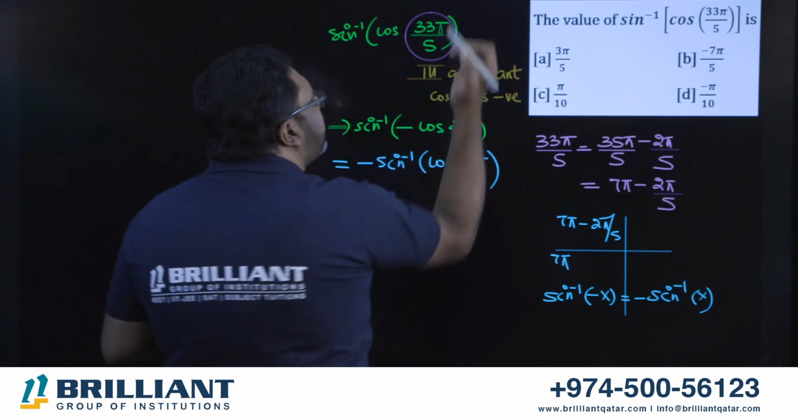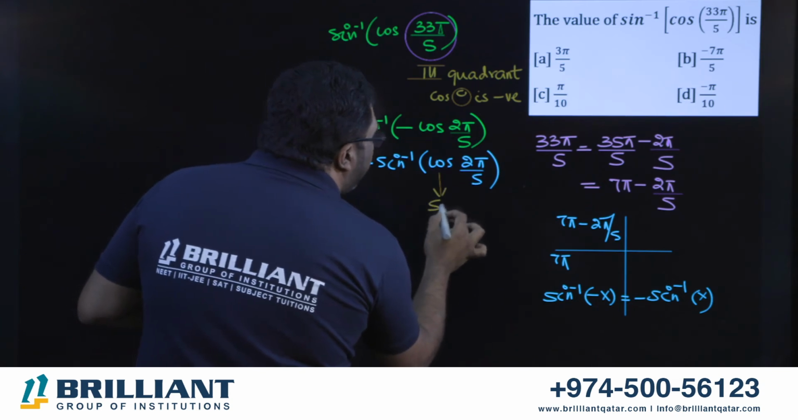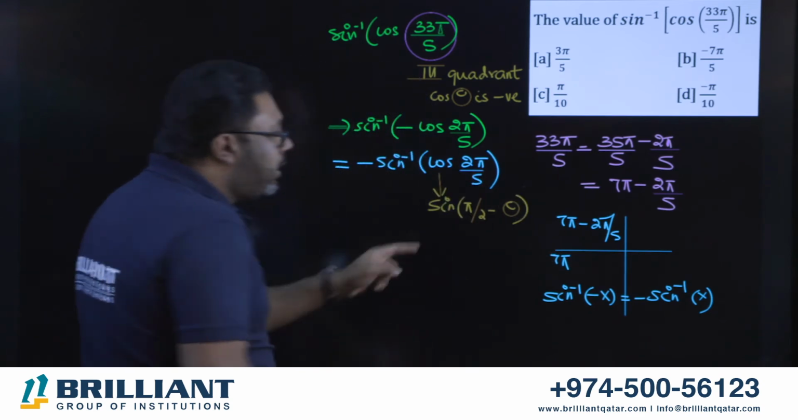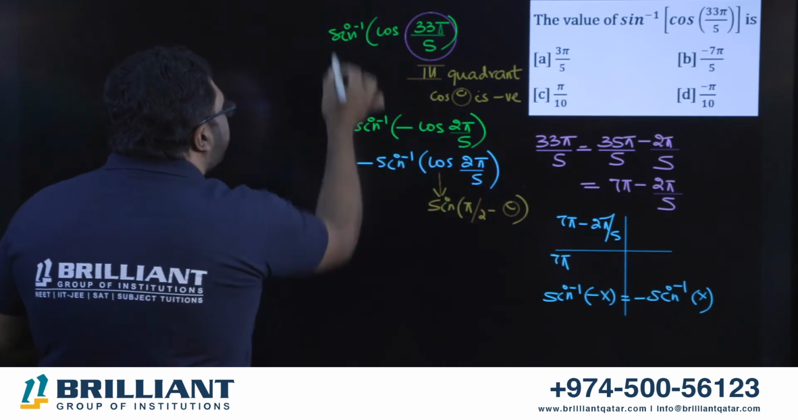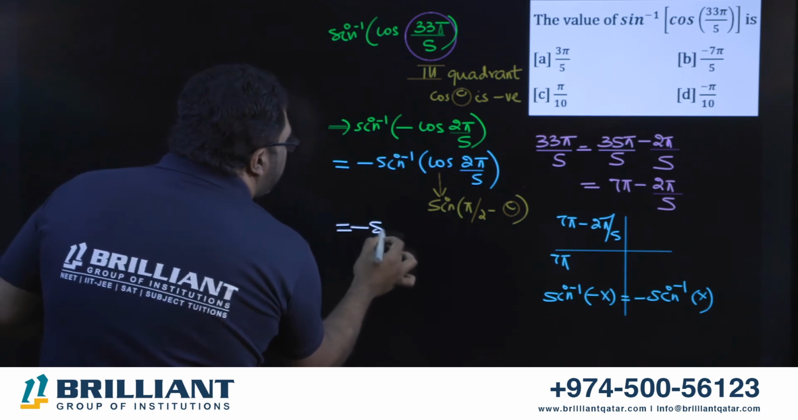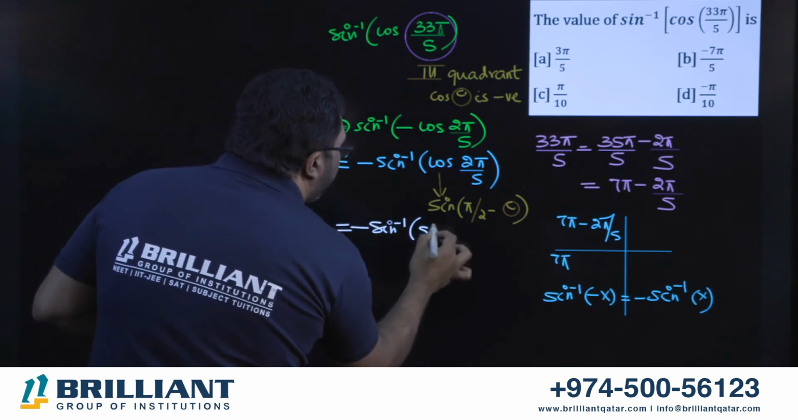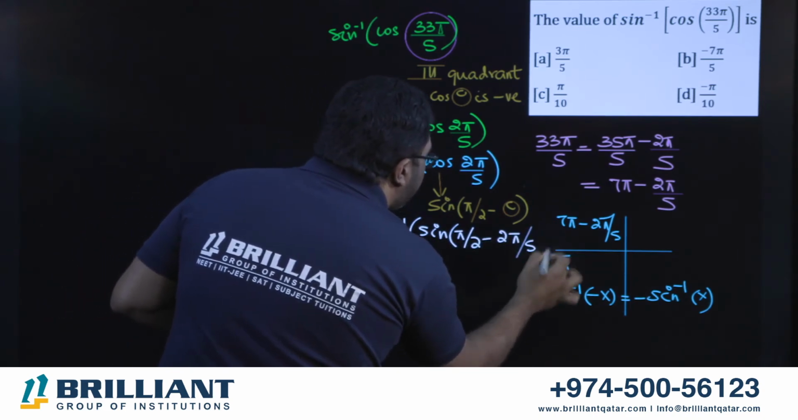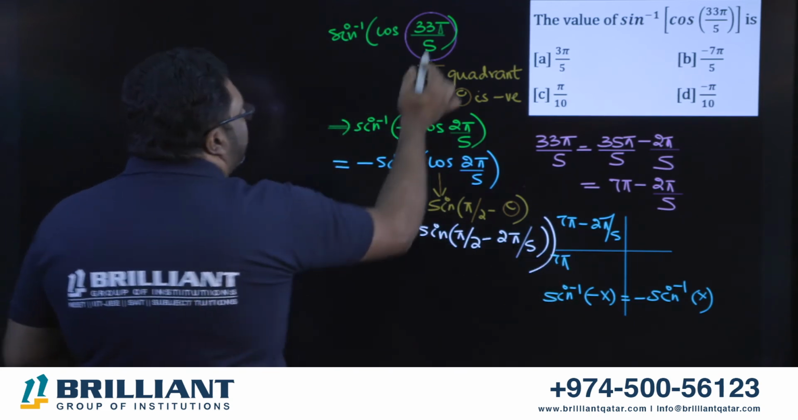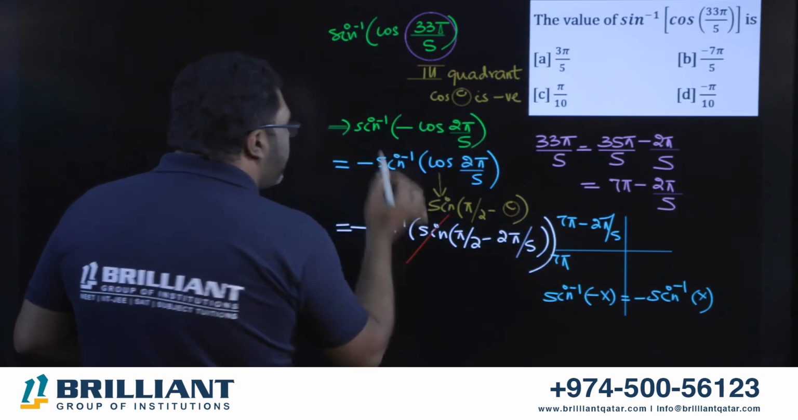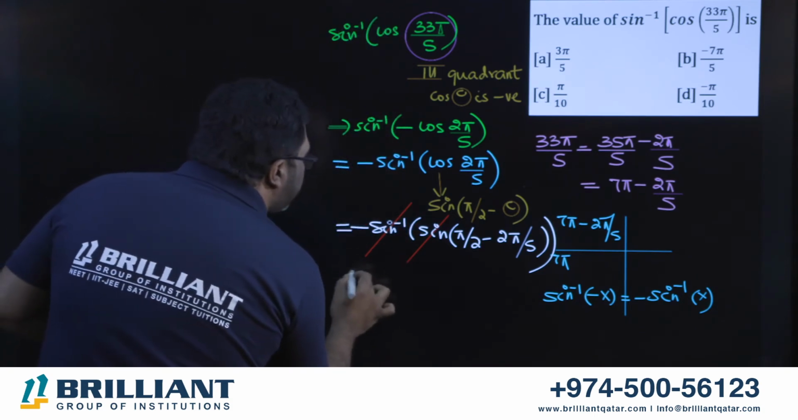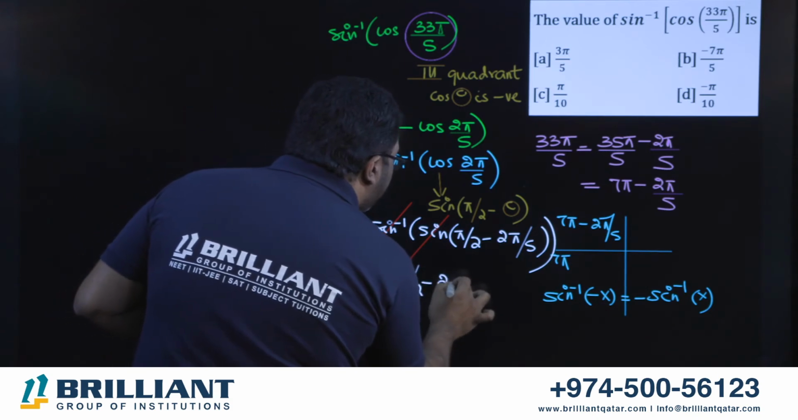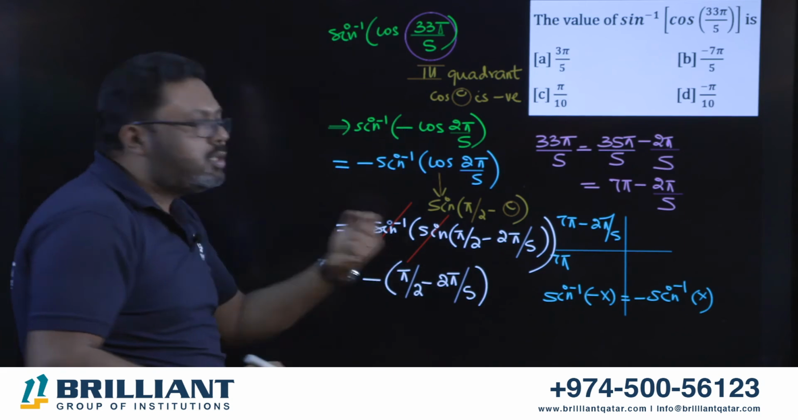So what is the property again? This can be written as sine of 90 minus theta. Apply that over here. That is equal to minus sine inverse of sine of 90 minus 2 pi by 5. This sine inverse and sine is going to cancel. Final answer, minus of 90 minus 2 pi by 5.